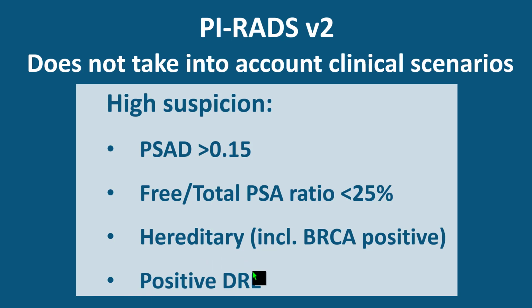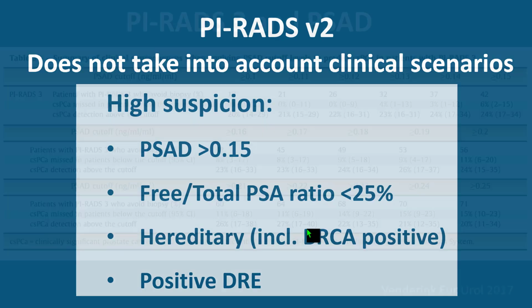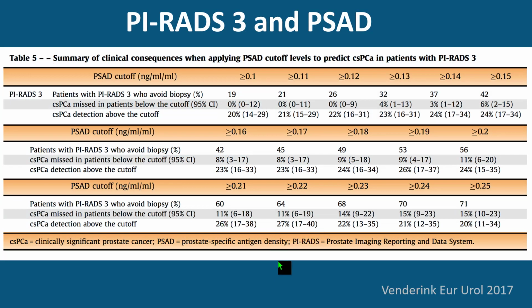Should you do a biopsy on an 85-year-old man in a PI-RADS 3? The answer probably is no. Should you do it in a patient who is 50 years of age? The answer is probably yes. So it has been shown by Venderink et al. that if you have a PI-RADS 3 lesion which has a PSA density above 0.12, then the chance that it is a significant cancer increases. When it's lower, the chance is extremely low. So this is one of the things which you may include into your interpretation.